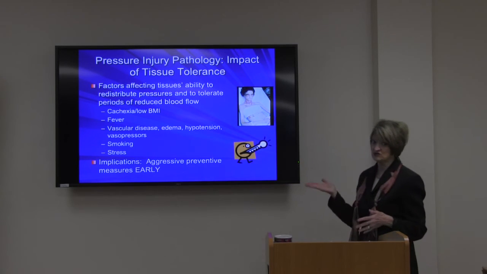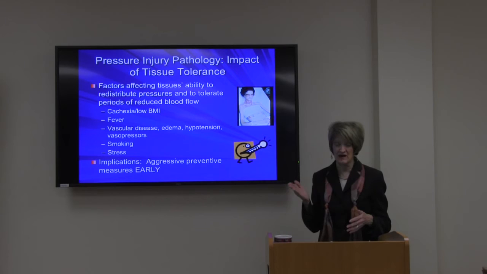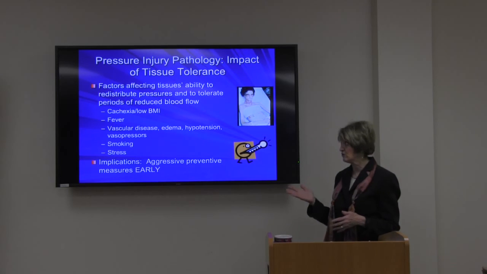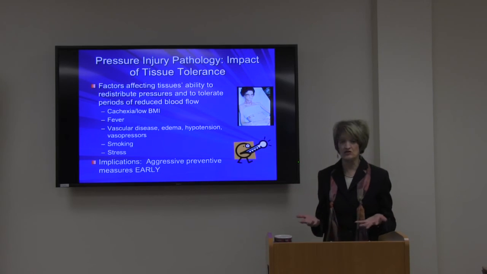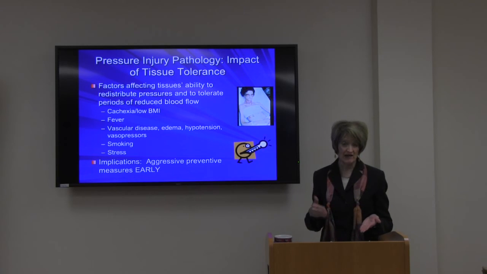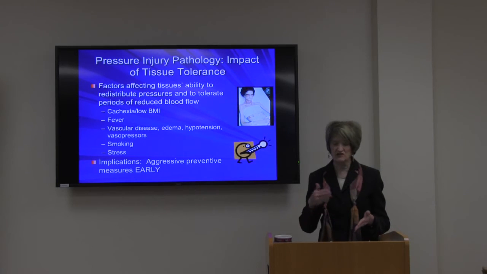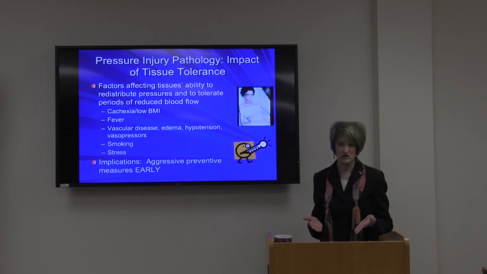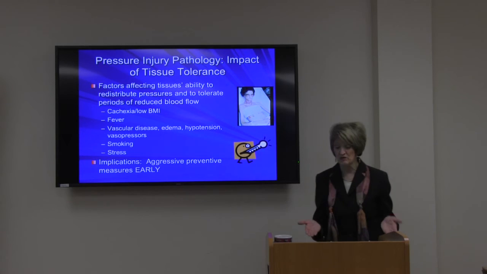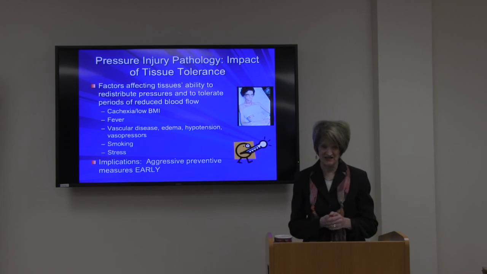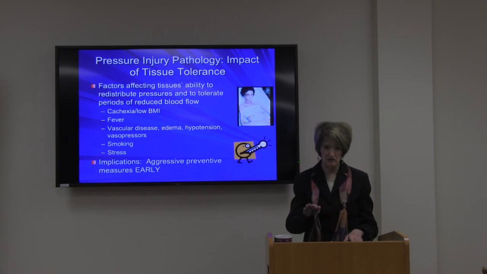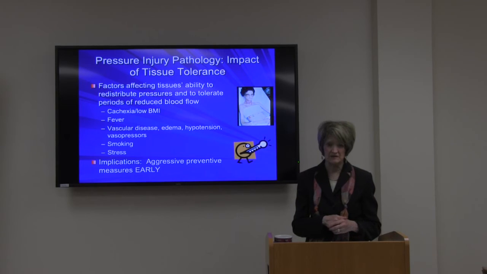So any patient who's cachectic, who is malnourished, who has low BMI, is at risk. Patients who are febrile, because fever elevates the metabolic rate, they use oxygen at a faster rate, their tissues become ischemic at a faster rate. What about patients with pre-existing vascular disease? Even at baseline, their perfusion is compromised.